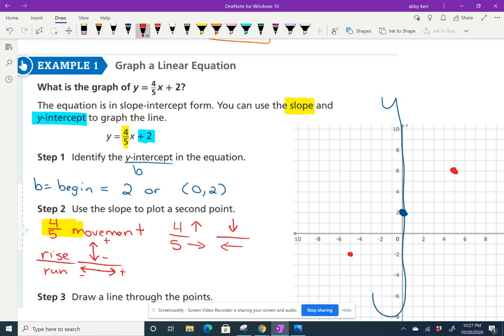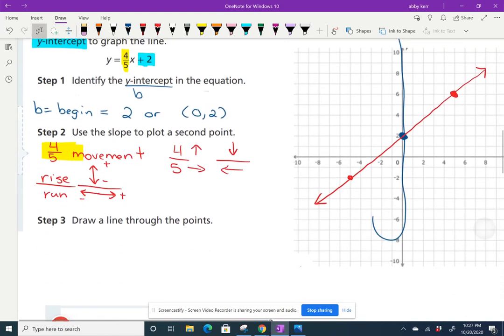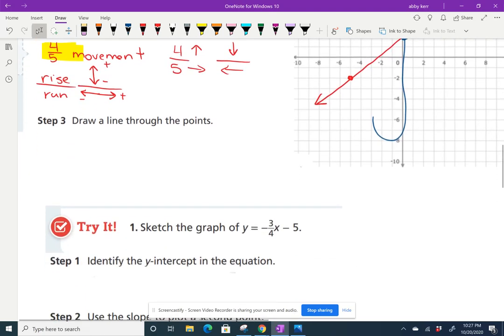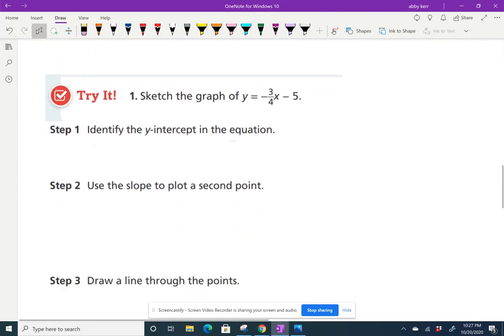Now make sure that you have some type of straight edge, whether it's a piece of paper or your workbook, something to draw the line through, because that's step 3. You want to make sure that it's as straight as possible.